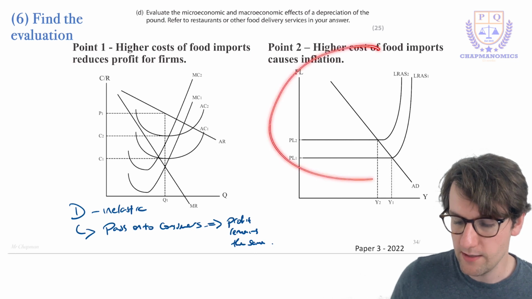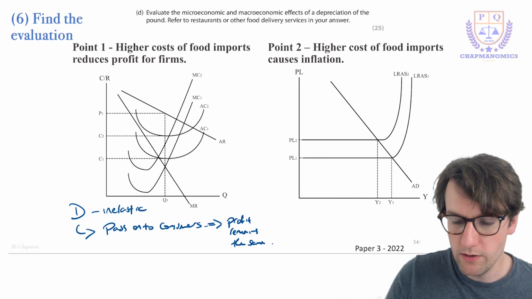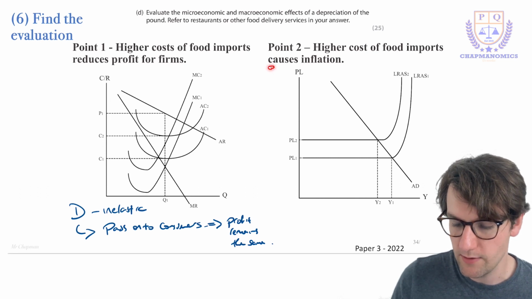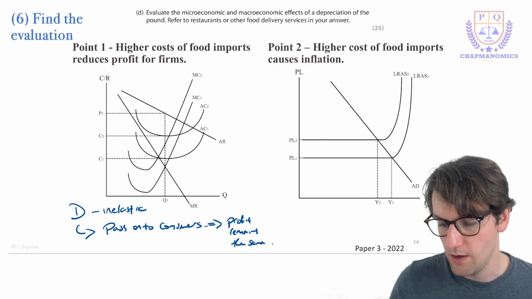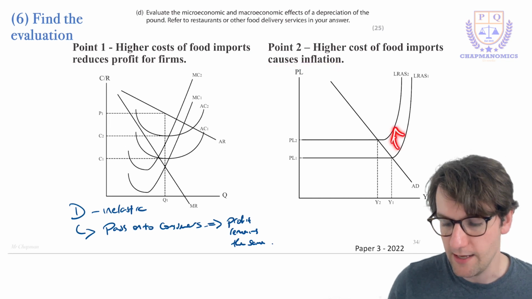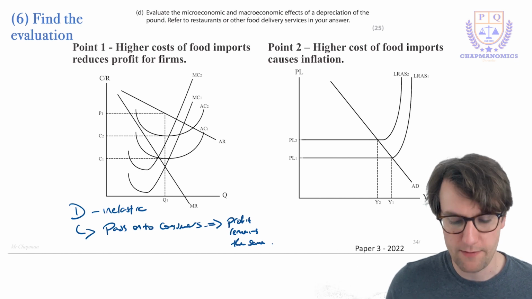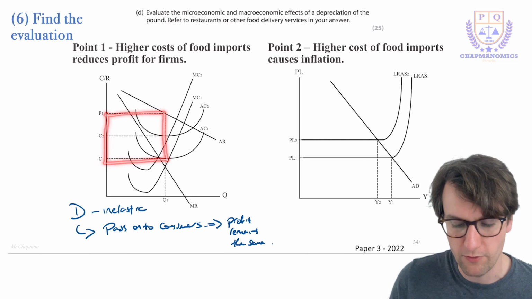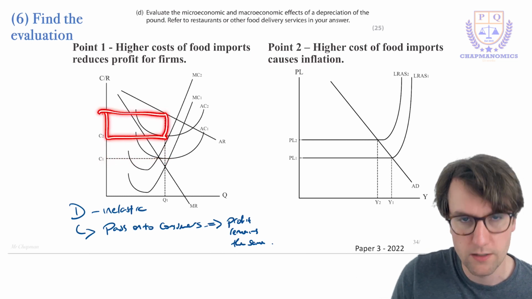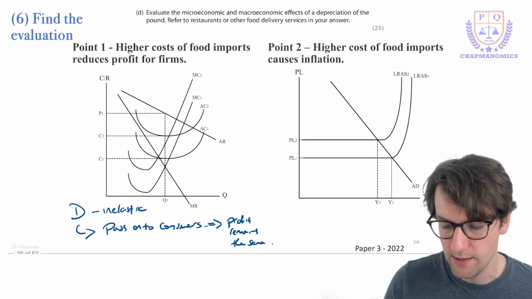Over here then, in our second point, higher cost of food imports cause inflation. What we're looking for here is we're looking to argue against inflation. What might actually mean that inflation doesn't happen? What might mean that this shift here from the LRAS 1 to LRAS 2, what might mean that doesn't happen? And by the way, just on the other side, we were looking at suggesting what might mean that actually profit remains here rather than just here.